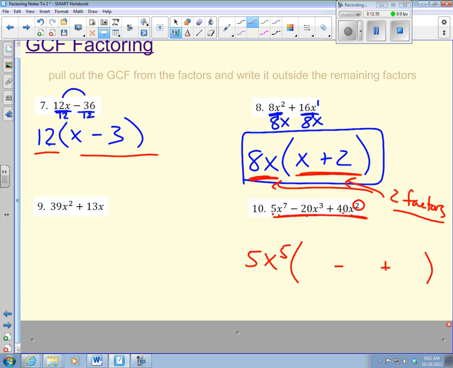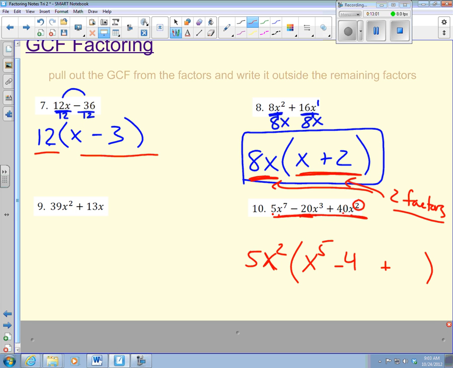Well, I don't need to multiply by 5 to get the 5. I already got that, so it's 1. But I do need some x's. Oh, wait a minute now. Put next to the 5th there, that's supposed to be x squared. Sorry about that. But I do need an x to the 5th now. X to the 5th times x squared is going to give me x to the 7th. 5 times negative 4 is going to give me the negative 20 here.